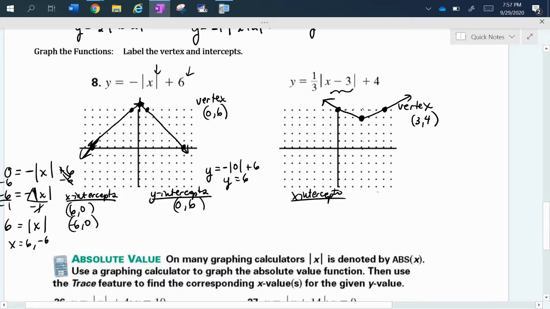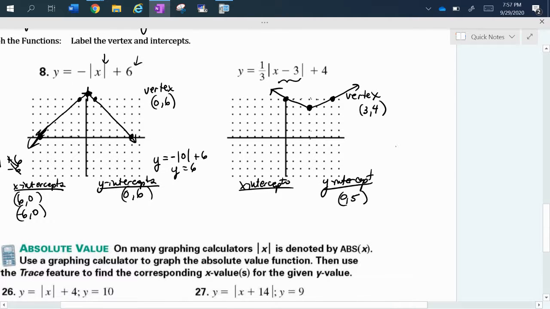So I notice first that the y-intercept is at (0, 5), but I'm going to need algebra to prove that. So I'm going to show that when I plug in 0 for x, I do get 5 for y. The absolute value of 0 minus 3 is negative 3, and the absolute value of negative 3 is 3. Well, let's just write 3. And so 1/3 times 3 is 1, and 1 plus 4 is 5. So the y-intercept is 5.